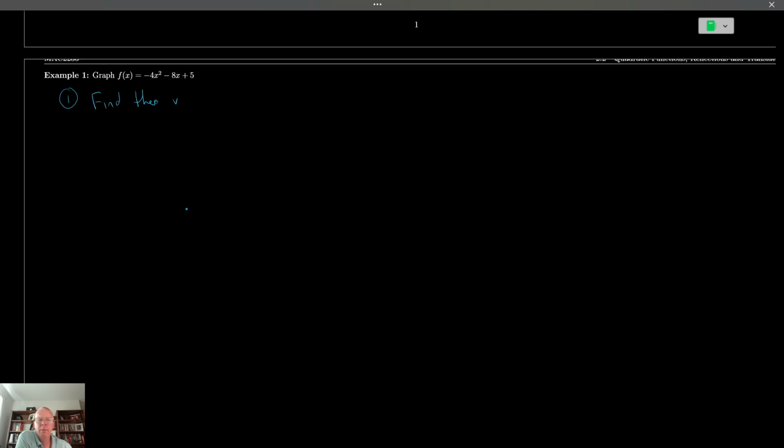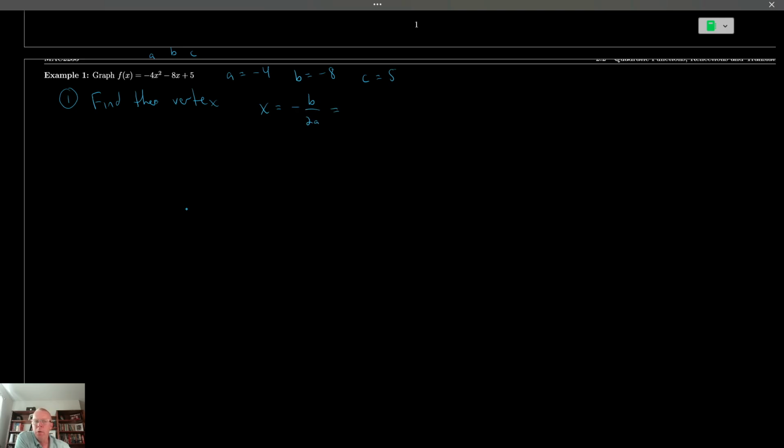Find the vertex. So how do we find the vertex? We have ax squared plus bx plus c. So in this case, a is negative 4, b is negative 8, and c is 5. To find the vertex, we are going to use the formula. The vertex is an ordered pair. The x-coordinate of the vertex is negative b over 2a.